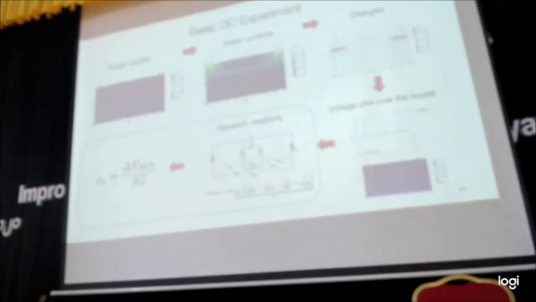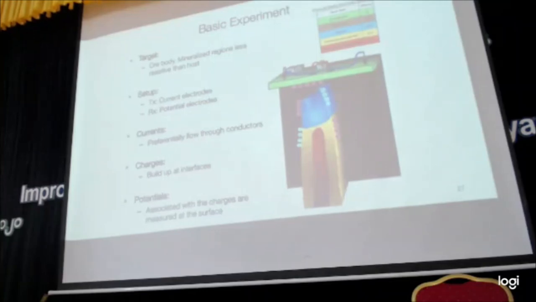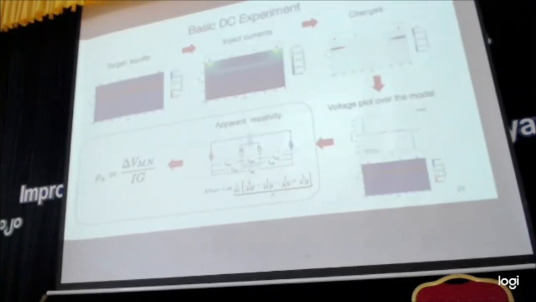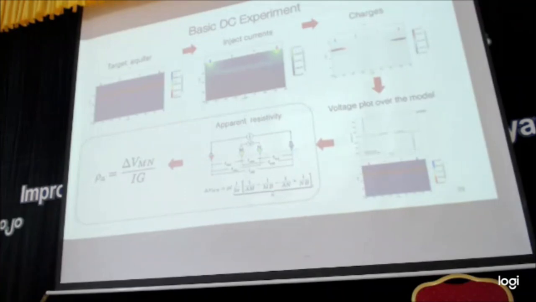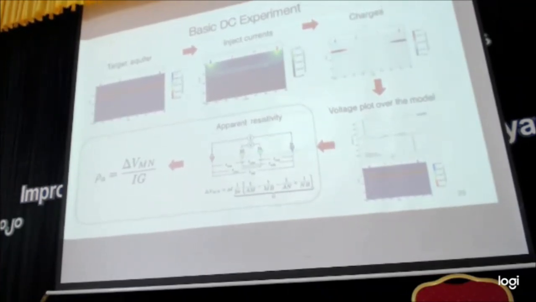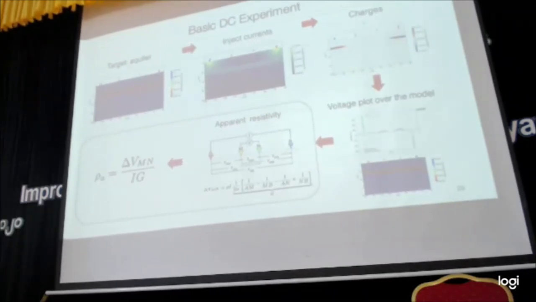Okay, so following this model, target, setup, current, charges, potentials, we can take a look at more of the details here. So we have target to setup to current to charges to potential. So our target is an aquifer, right?